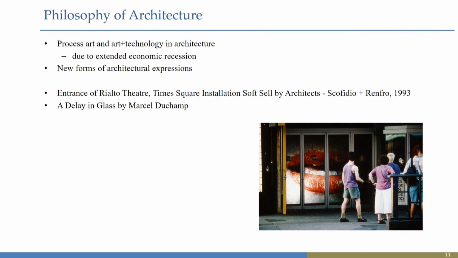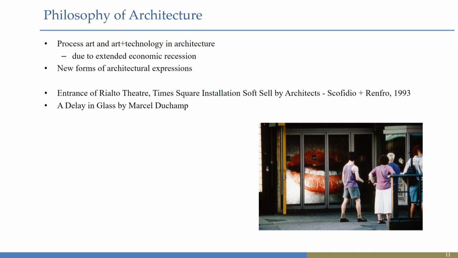And this happened because later on an economic recession happened, and because of it, the number of buildings that were commissioned, the kind of money that was available for construction, was less, and therefore the architects were thinking, now what do we do? If we do not get to build buildings, if we do not have projects on which we can work and create structures, then what do we do? So they started creating process art and art plus technology. So newer forms of architectural expression developed, and one of the examples is on your screen.